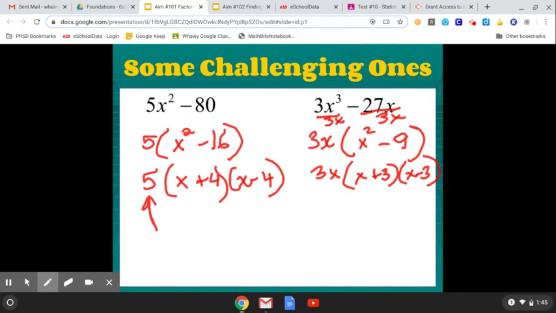The idea that you're going to have to factor more than once. Always a GCF and then factor again.